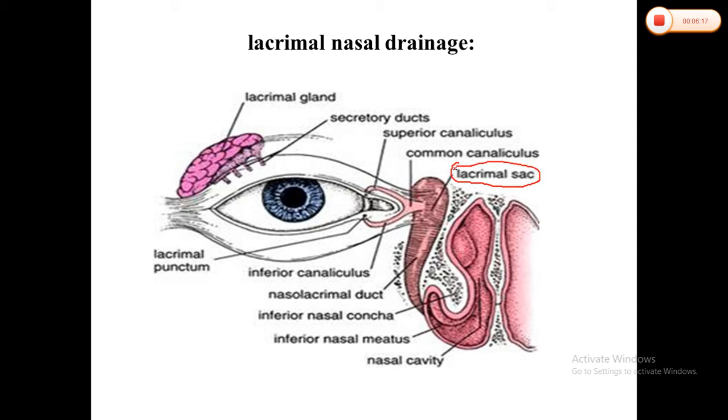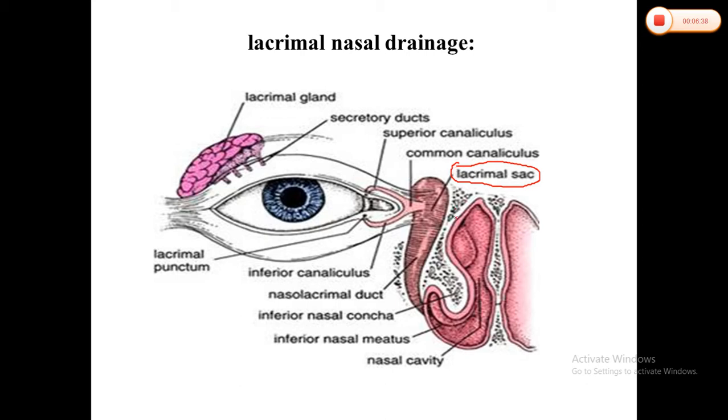Then we come to the third important part, that is the lacrimal sac. The lacrimal sac is the upper expanded portion of the nasolacrimal drainage, which is lodged in the lacrimal fossa. The medial wall is the lamina, formed by the lacrimal bone and the frontal process of the maxilla.